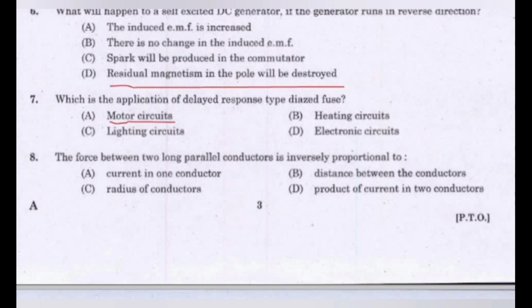Question number 8. The force between two long parallel conductors is inversely proportional to: Option A, current in one conductor. Option B, distance between the conductors. Option C, radius of conductors. Option D, product of current in two conductors. Answer is option B, distance between the conductors.